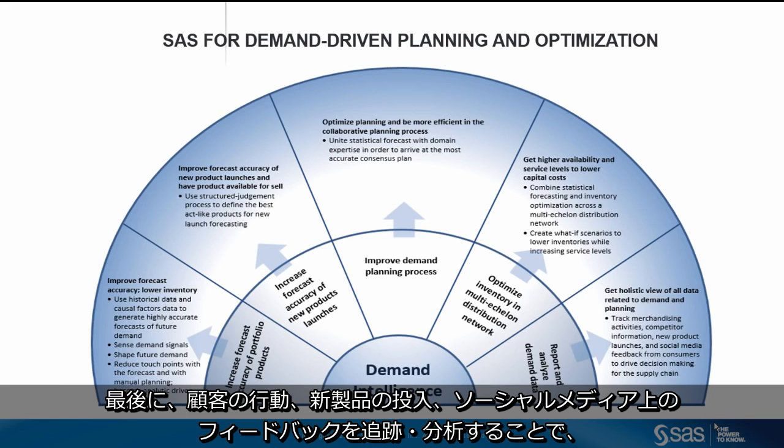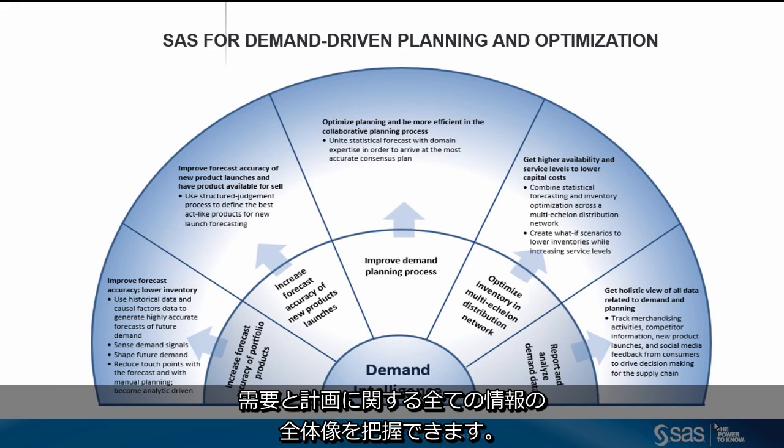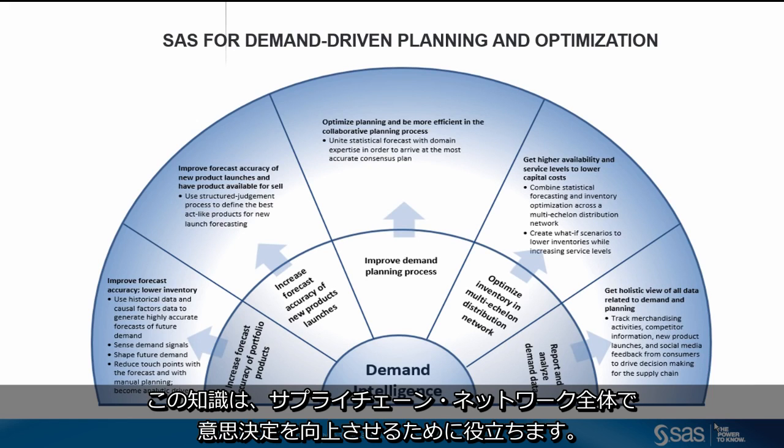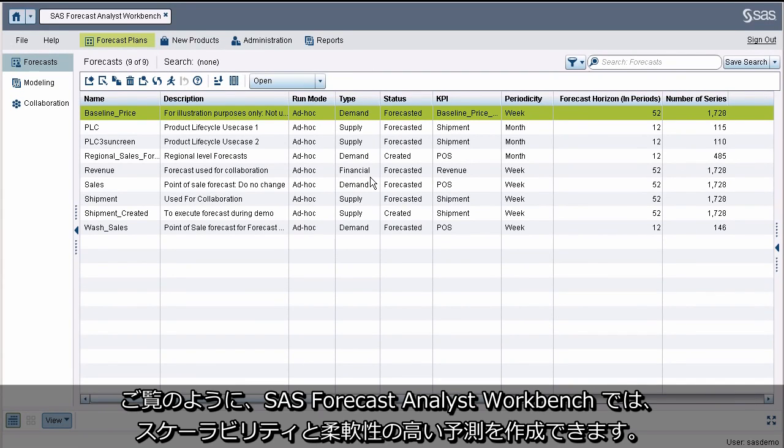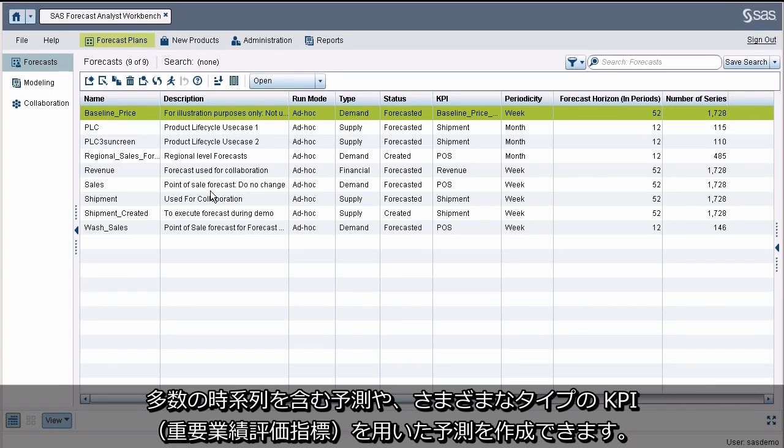Finally, you can obtain a holistic view of all information that is related to demand and planning by tracking customer behavior, new product launches, and social media feedback. This knowledge can help you drive better decision-making across the supply chain network. Let us look at SAS Forecast Analyst Workbench, which is part of SAS for demand-driven planning and optimization. You can see that it enables you to create forecasts that are highly scalable and flexible. You create forecasts that contain large numbers of time series and that use different types of key performance indicators.